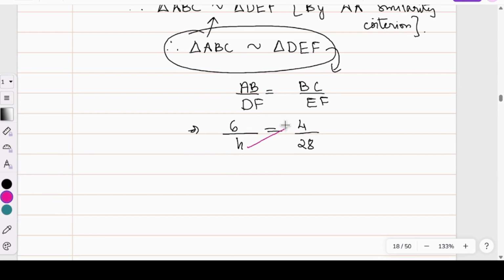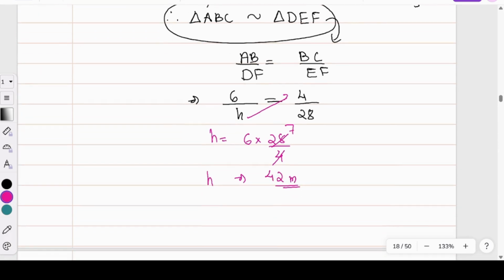I need to take the H to this side. So H equal to how much? H will go there and these two terms will come in the opposite side. That is H equal to 6 into 28 by 4. Right? So what I will get here? This one and this one I can cancel and I can write 7 4s are 28. And what is 6 7s are? 6 7s are 42 meter. So I got the height. H is equal to how much? 42 meter.